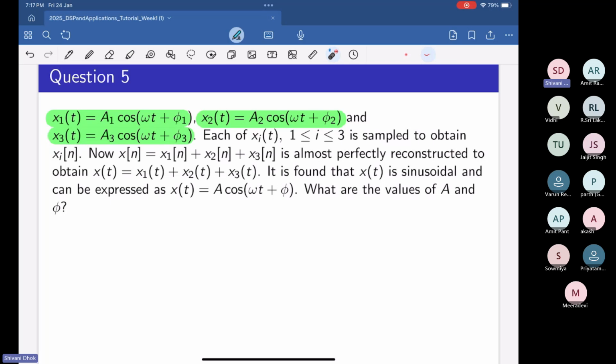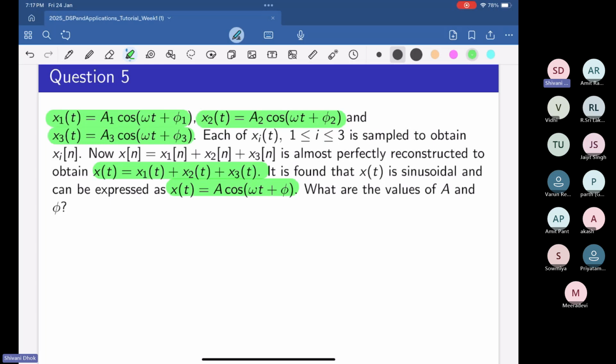So now it's said that each of this xi of t is sampled to obtain xi of n. And now x of n is equal to x1 of n, x2 of n, and x3 of n. And this is almost perfectly reconstructed to obtain x of t equal to x1 of t, x2 of t, and x3 of t. It is found that x of t is a sinusoidal signal and can be expressed in this particular form. That is, x of t is equal to a cos omega t plus phi. What are the values of a and phi?